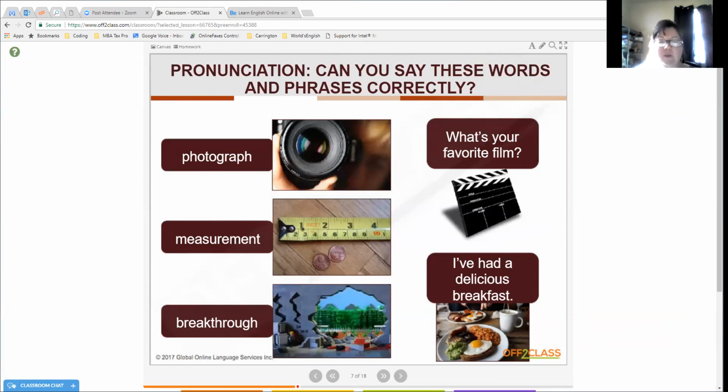Okay, so we were going through these words, practicing the pronunciation. So let's just have you pronounce each of these, and then I will follow with my pronunciation. Sure. Photograph. Photograph. Measurement. Breakthrough. Breakthrough. Okay, and the phrases also. What's your favorite film? I've had a delicious breakfast. Very good. Okay, so I'm sorry you're coming in the middle, but you can catch up by watching the video later.